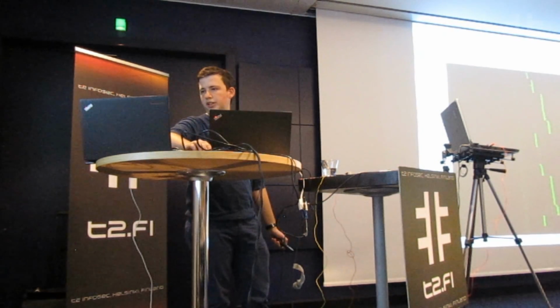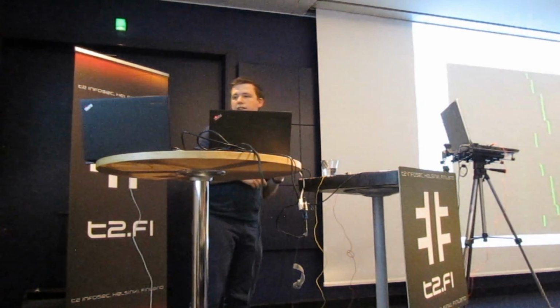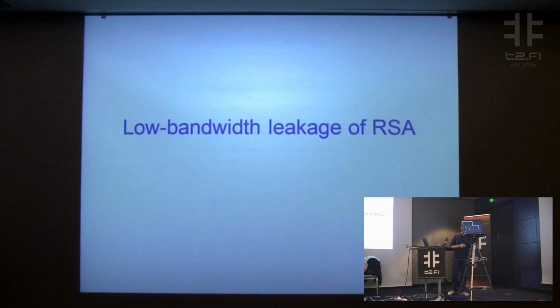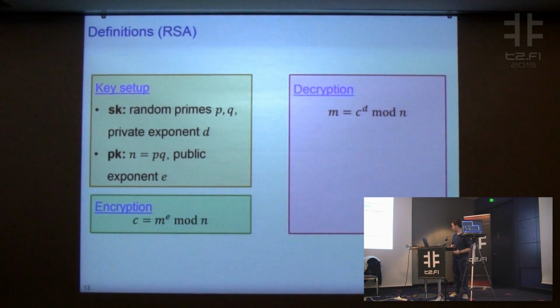So let me show you how a leakage of RSA looks. In order to do that, I need to recap some notation. RSA is a public key cryptosystem. The secret key consists of two primes P and Q, and a private exponent D. And the public key is N, which equals P times Q, and a public exponent E. In order to encrypt a message M, we compute M to the E modulo N, and call it C, the ciphertext. In order to decrypt this ciphertext, I need to compute C to the D modulo N, and by correctness of RSA, I get that this M equals the M I encrypted.